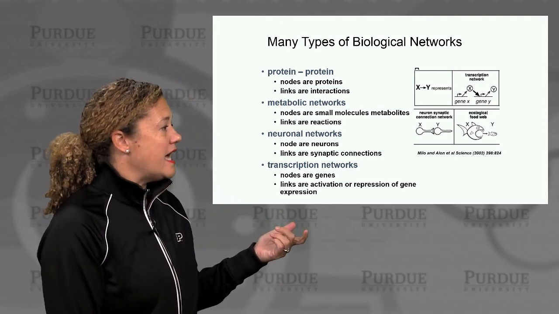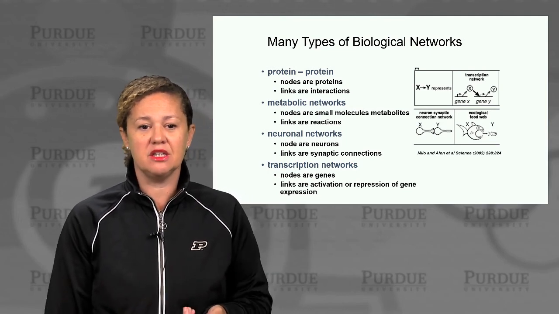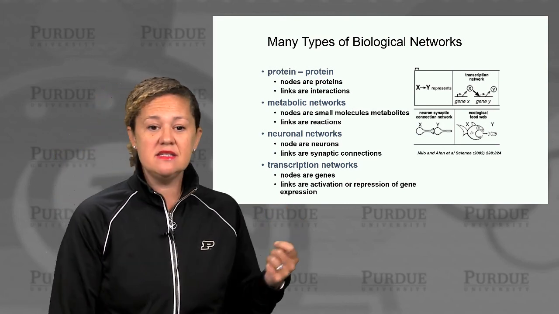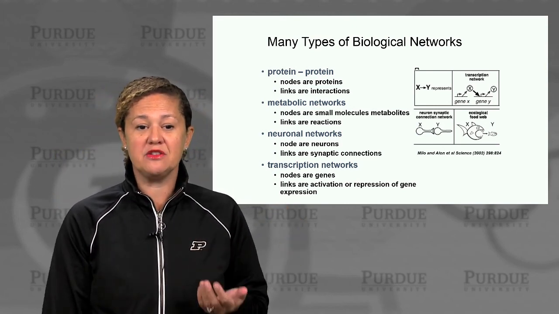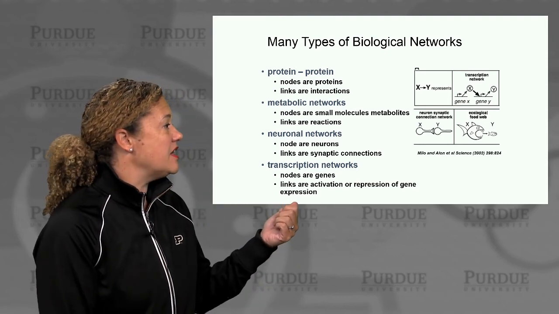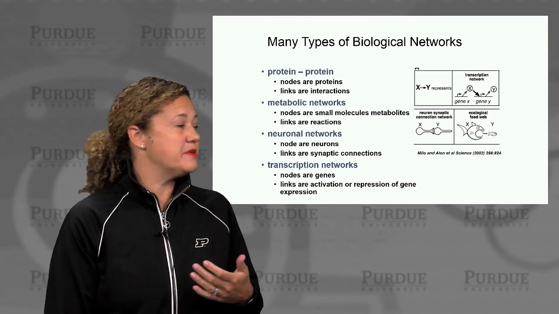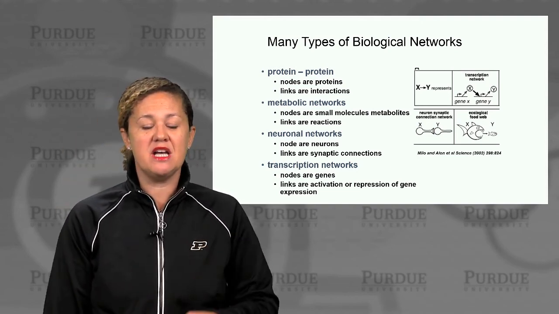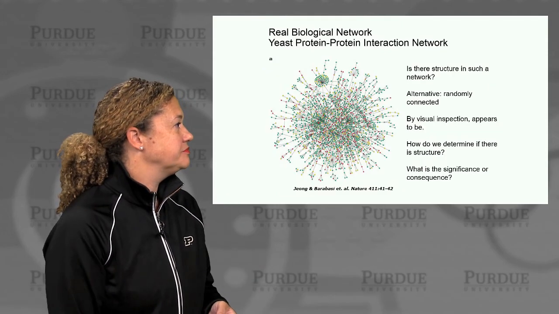We'll also look at transcription networks, which we'll go into more detail in the next lecture. But in a transcription network, the nodes represent genes whose gene products function as transcription factors themselves. And the links or edges represent the active function of that transcription factor by either activating or repressing the expression of the next gene that it's connected to in the network.